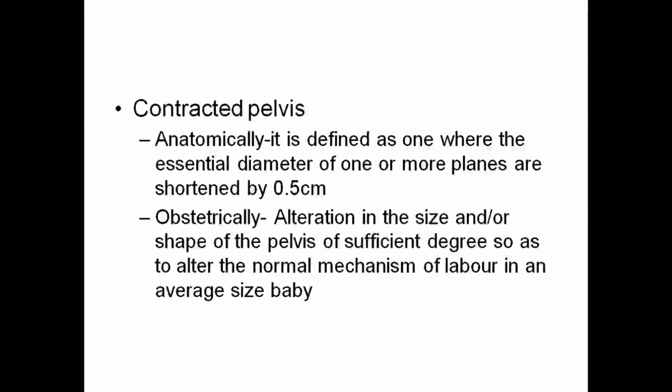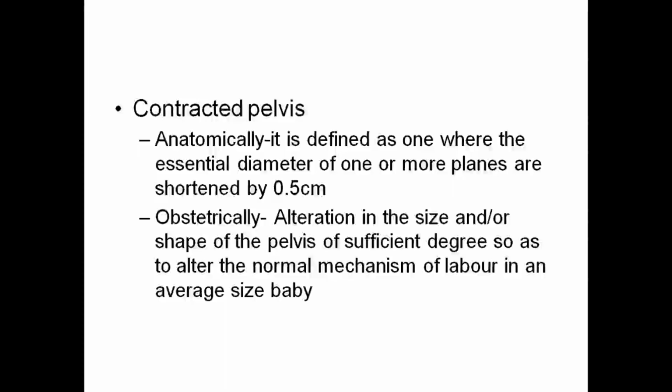Good morning, students. Today in class we will see about contracted pelvis and cephalopelvic disproportion. Contracted pelvis can be defined anatomically or obstetrically. Anatomically, it is defined as one where the essential diameter of one or more planes is shortened by 0.5 cm.